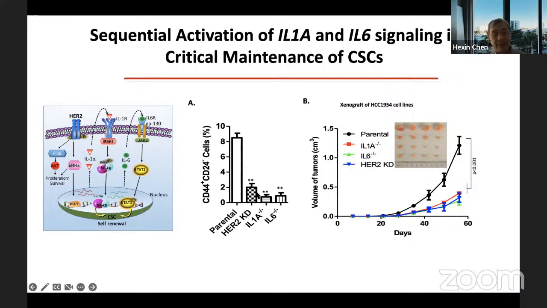So we did a lot of molecular work to characterize this pathway, and it turns out HER2 triggers sequential activation of IL-1 and IL-6 in these HER2 positive breast cancer cells. And this sequential activation seems very important for the maintenance of cancer stem cells. That explains why knocking out one of these genes also dramatically reduces the cancer stem cell content. When injecting these cells into the animal to further confirm this is required to maintain the cancer stem cells, the parent cell can grow tumors very well, and the knockout cell line can form a tumor, but the efficiency is much lower, and the tumor also grows much slower.